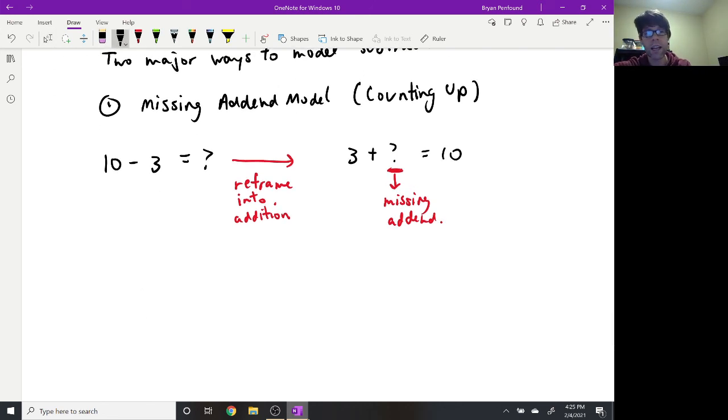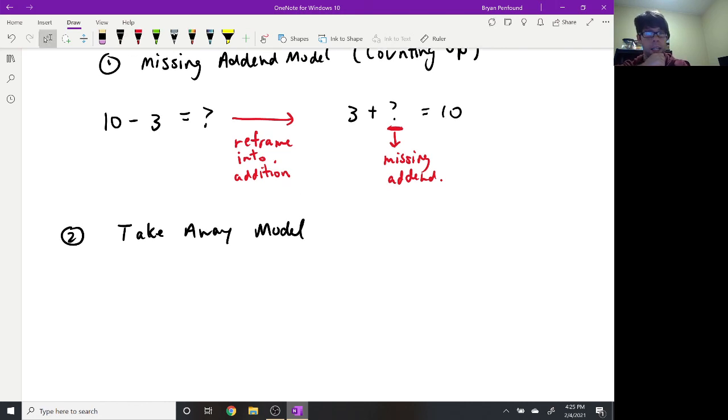So just a couple of things to keep in mind. There are some drawbacks, I think, to this model, but it does lend itself really nicely to the younger grades. Now, the model that I typically like is the takeaway model. And the takeaway model would look something like this.